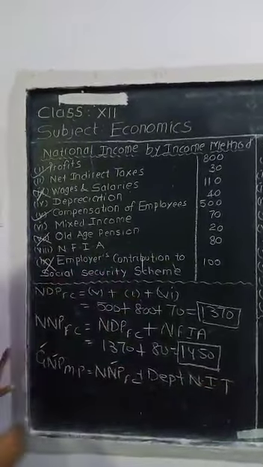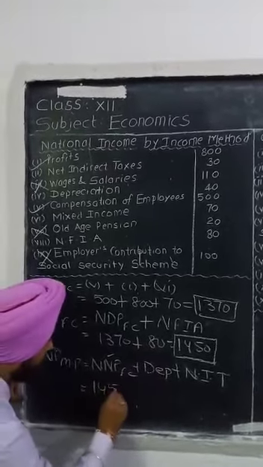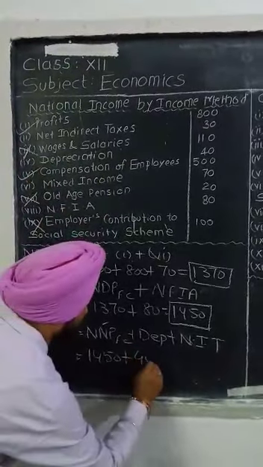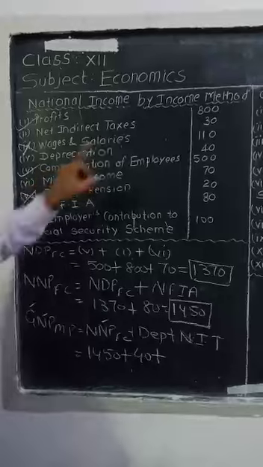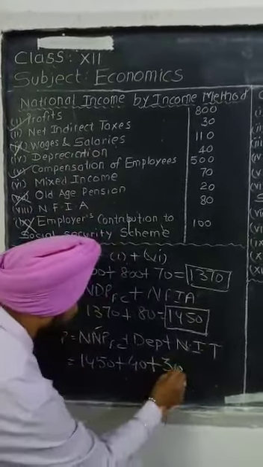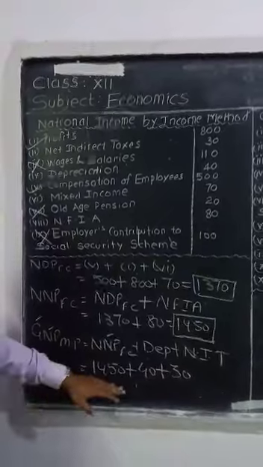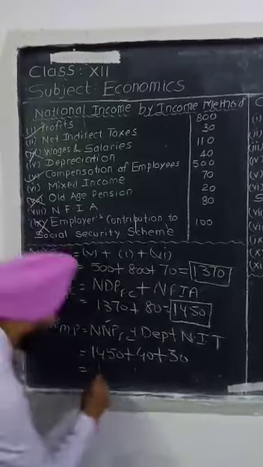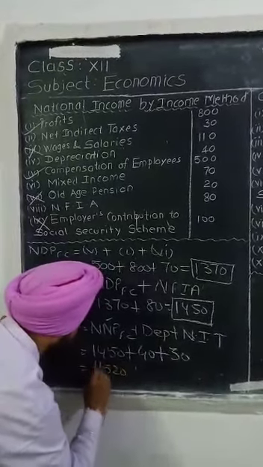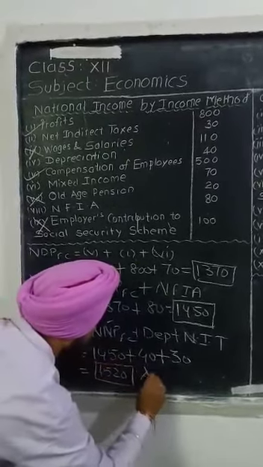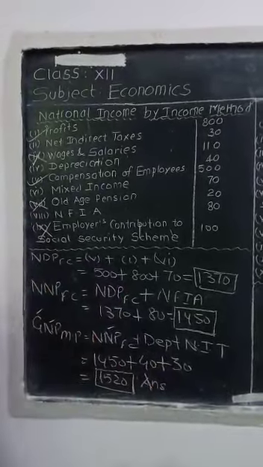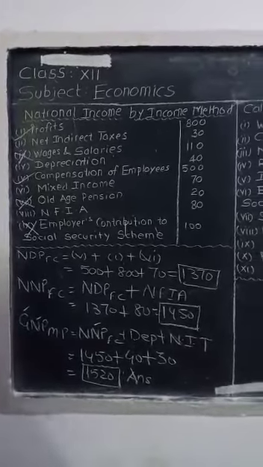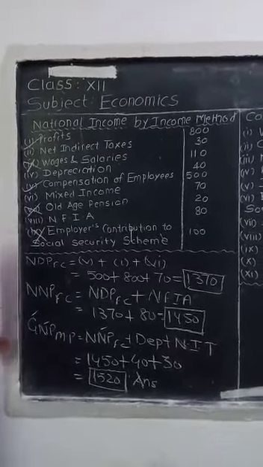Okay students, so NNP at FC we have calculated, 1450. Then depreciation is 40. Then net indirect taxes, that is 30. You can see here, student. So add 1450, then 40, then 30. So it will be 1520. This will be your answer. Okay student, I hope that you all are getting this by using the income method. So now you can pause the video here, note it down in your fair notebook, and if there is any doubt then you can ask me. First of all, note it down in your fair notebook.